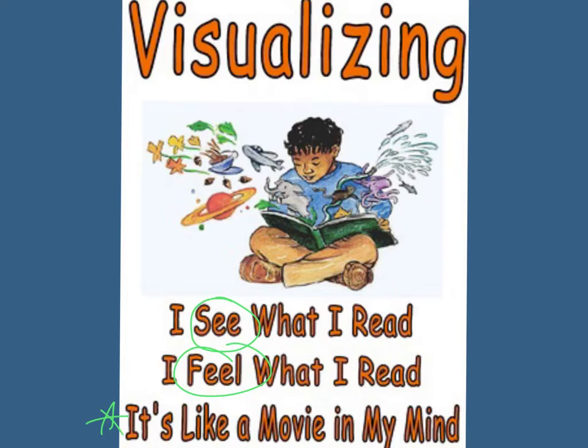Imagery, and when an author uses imagery in the text, they're actually using visualization. They are helping you create a picture in your mind by showing what's happening instead of telling. When an author uses good word choice, then you're able to get the image in your mind. You're able to see and feel what's happening in the text.